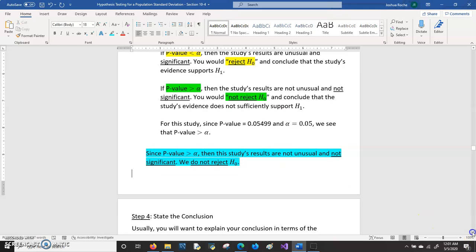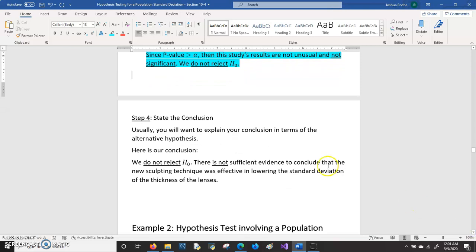So our last step, step 4, state the conclusion. You'll want to state the conclusion in terms of the alternative hypothesis. And so here it is. We do not reject the null hypothesis. That means that there is not sufficient evidence to conclude that the new sculpting technique was effective in lowering the standard deviation of the thickness of the lenses. So this whole phrasing of the sentence is just rephrasing the alternative hypothesis. We're saying there's not enough evidence to conclude that the alternative hypothesis is true.